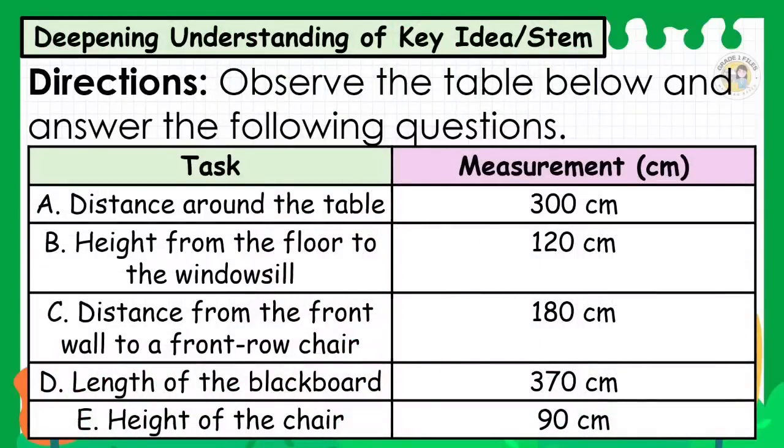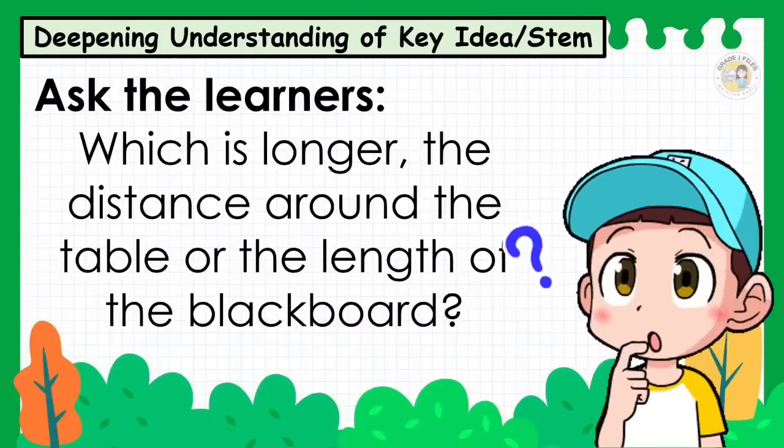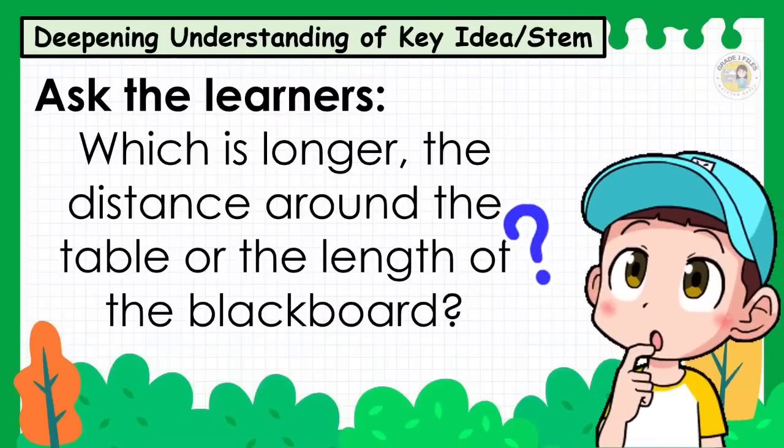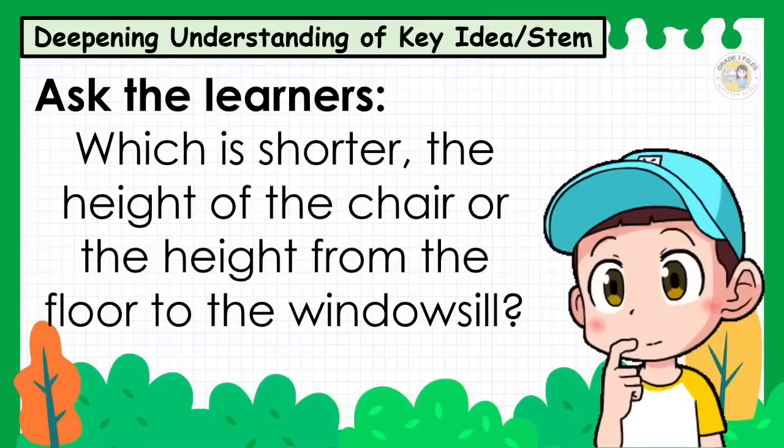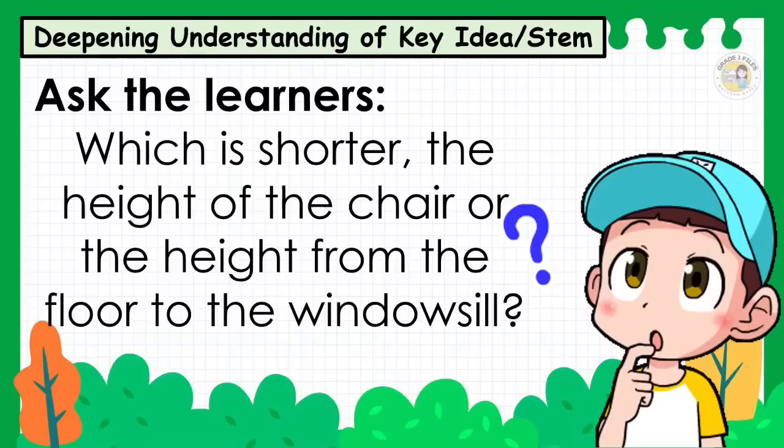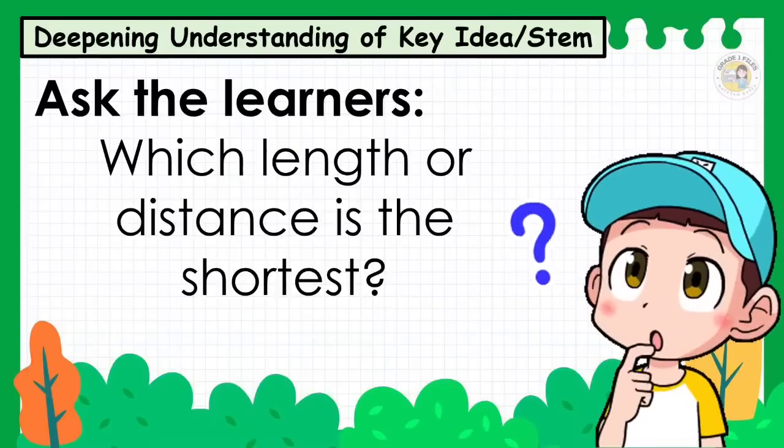Observe the table below and answer the following questions. Which is longer, the distance around the table or the length of the blackboard? Which is shorter, the height of the chair or the height from the floor to the windowsill? Which length or distance is the shortest?